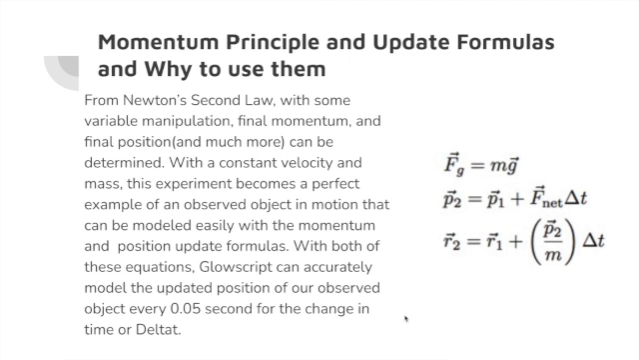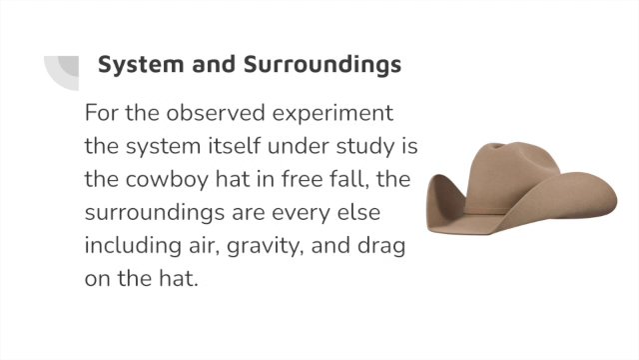And why to use them. For Newton's second law, with some variable manipulation, final momentum and final position, and much more, can be determined. With a constant velocity and mass, this experiment becomes a perfect example of an observed object in motion that can be modeled easily with the momentum and position update formulas. With both of these equations, GlowScript can accurately model the updated position of our observed object every 0.05 seconds for the change in time, or delta t.